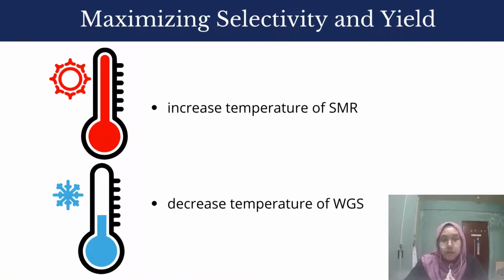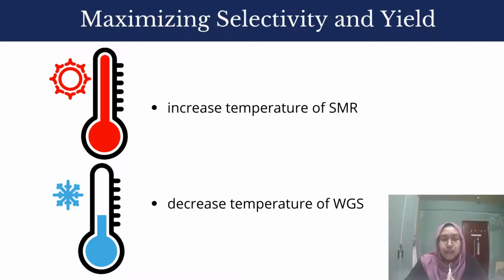The next method is to increase the temperature of the SMR reaction. As the heat of reaction for the SMR process is endothermic, at positive 206.2 kJ per mole, the forward reaction will favor high temperature to produce product. To increase the conversion, the temperature should be increased.